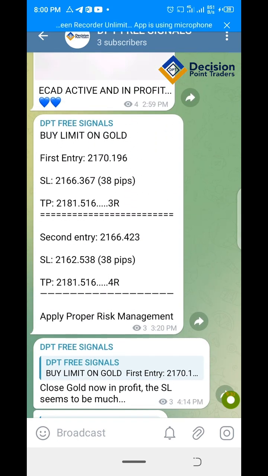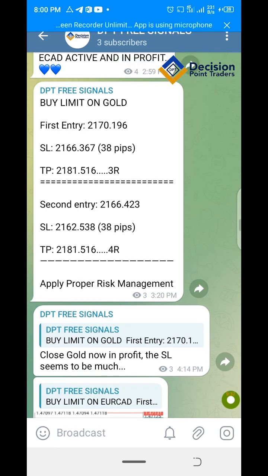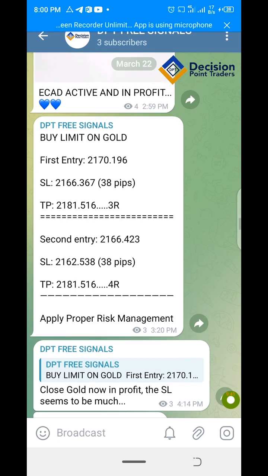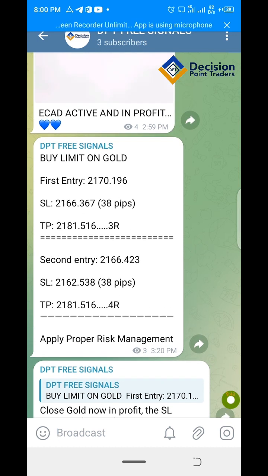You can see that the stop loss is 38 pips. I even asked them to close. They closed good now in profits. The SL seems to be much, but even though the SL is much, that does not mean that you should not calculate 38 pips. Just go to your position size calculator, choose Euro USD or GBP USD, put 38 pips in the stop loss, and then put the amount that you want to risk there. Like I said, the amount will be fixed.